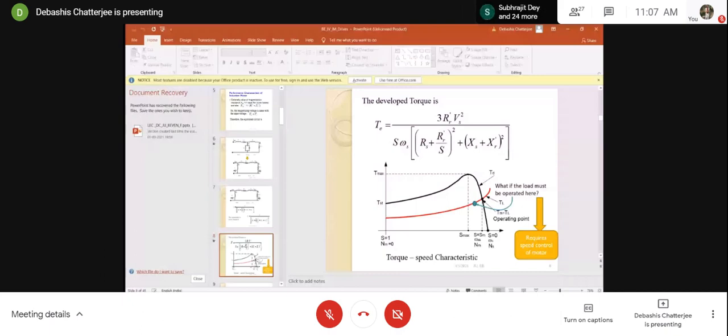Anyway, so it is indicated here. See, torque T max is indicated here. This is the maximum torque. Its other name is pull out torque or stall torque. And this is the starting torque.